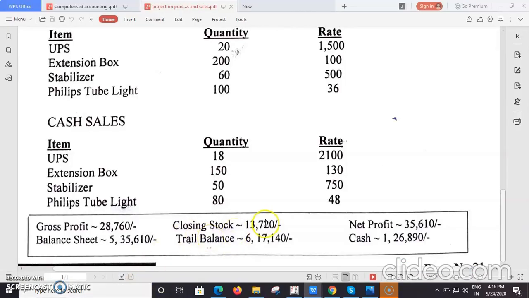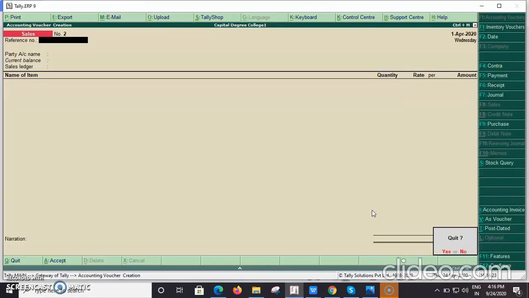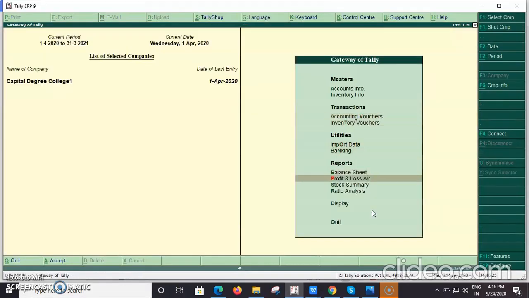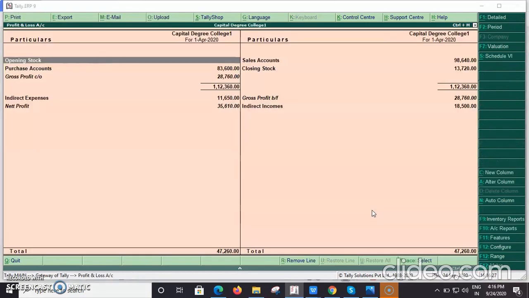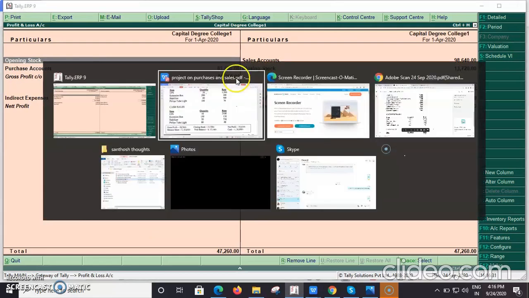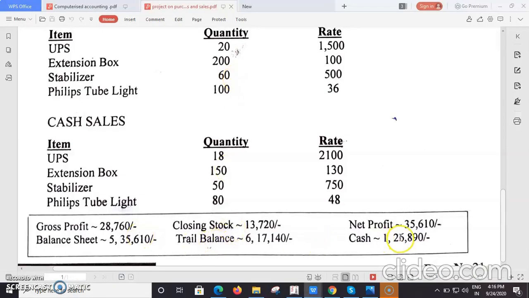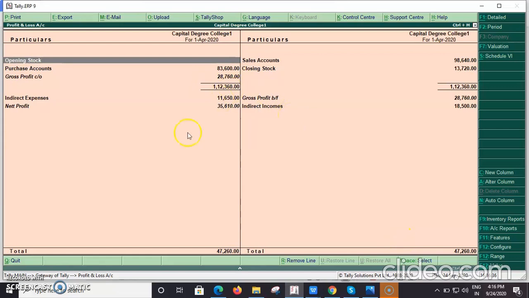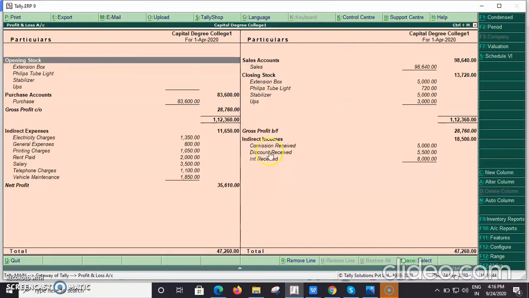Now we have to see net profit, closing stock, all these things. Balance sheet, trial balance, cash, all these things we have to see. Now we will see one by one. Gross profit first we will see. So profit and loss account, how much gross profit? 28,760. See here, 28,760. Net profit 35,610. If you want detail, Alt F1. You'll get all the things.